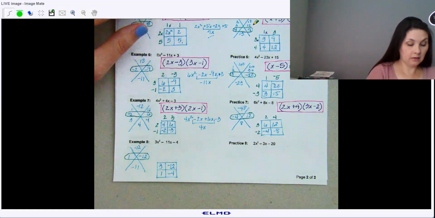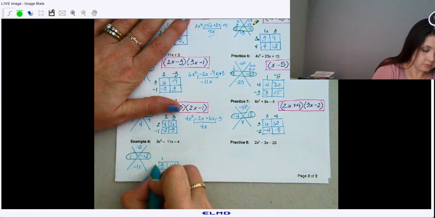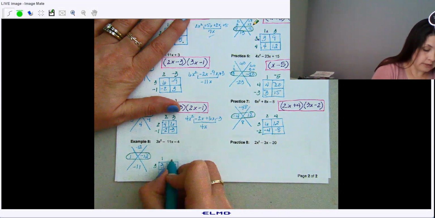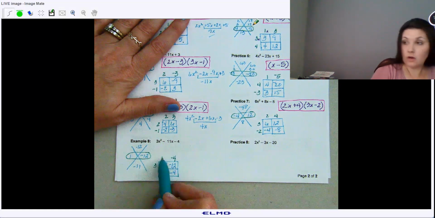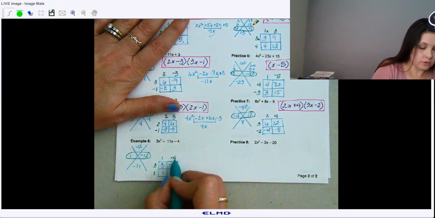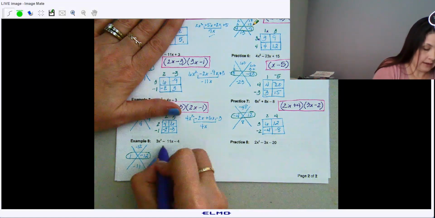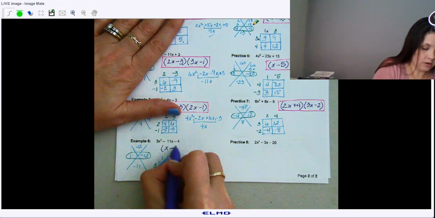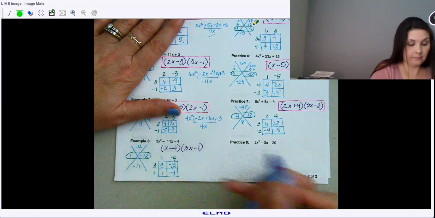I'm going to do 1 times 3 here. And then I'm going to do a negative 4 here, because negative 4 times 3 is negative 12. And then 1 times 1 here. And negative 4 times 1 is a negative 4. So that works. So we have x minus 4 and 3x minus 1.